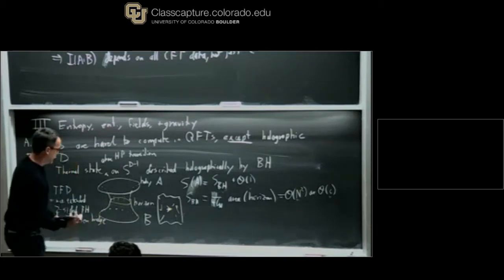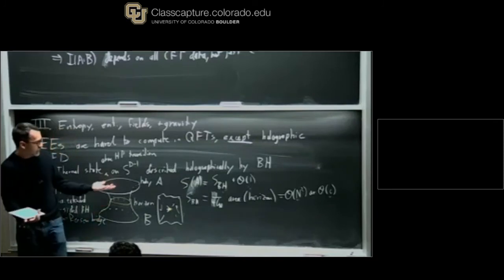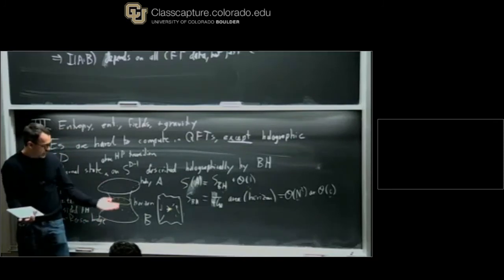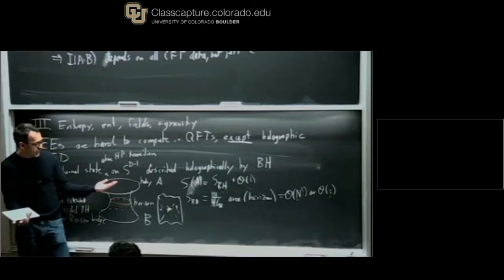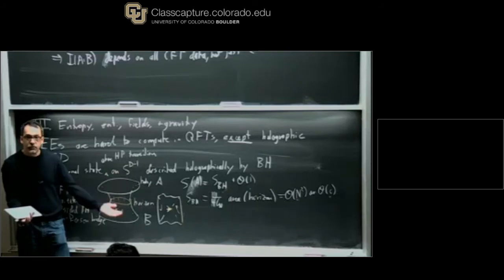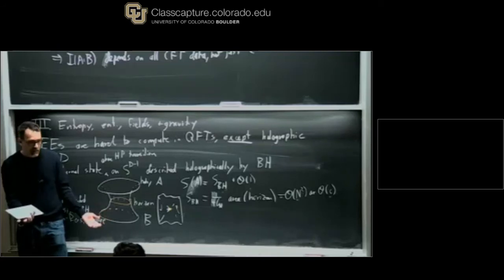So if you start in an unentangled state between A and B, let's say, for example, you start in a state below the Hawking-Page transition, then you can go ahead and calculate the thermofield double of that, and it'll be just 2 copies of AdS. Below the Hawking-Page transition, you just have AdS with a thermal gas of gravitons. So you just have 2 copies of that. And the amount of entanglement is the entropy of either side, which is order 1.